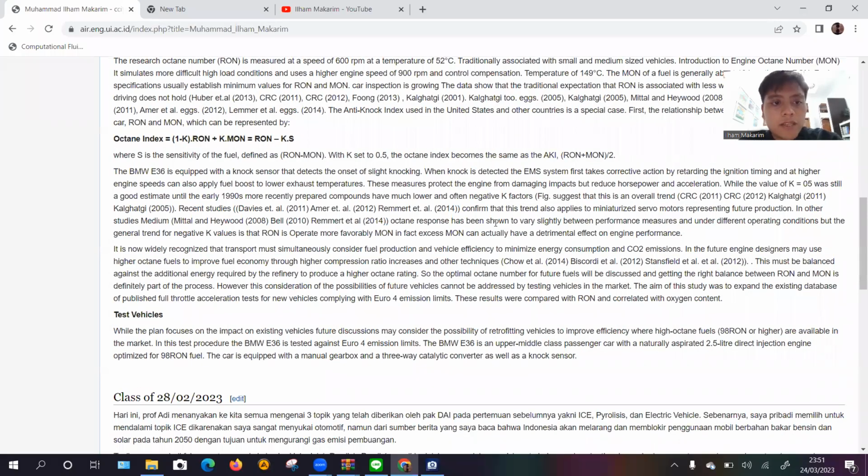So it is now widely recognized that transport must simultaneously consider fuel production and vehicle efficiency to minimize energy consumption and CO2 emissions. In the future, engine designers may use higher octane fuels to improve fuel economy through higher compression ratio increases and other techniques. And this must be balanced against the additional energy required by the refinery to produce a higher octane rating. So, the optimal octane number for future fuels will be discussed, and getting the right balance between RON and MON is definitely part of the process.